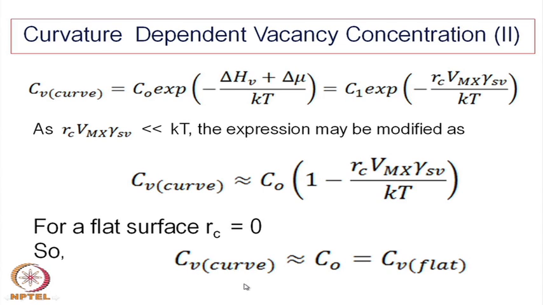So, CV at a curved surface, that is the vacancy concentration below a curved surface, is almost equal to C0, which is nothing but the vacancy concentration at the flat surface, because for the flat surface we have taken RC equal to 0. So, this C0 becomes the flat surface vacancy concentration, and that is by definition RC equal to 0.